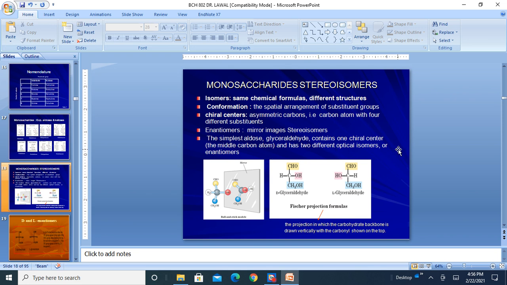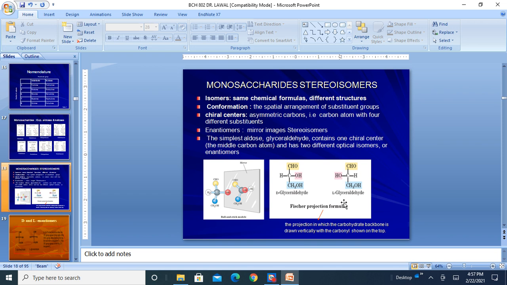The number of chiral centers, like I said earlier, is proportional to the number of optical or stereoisomers that will be found in a sugar molecule. So a simple calculation of 2 raised to power n, where n is the number of chiral centers, is used to calculate the maximum number of stereoisomers that can be obtained from a sugar molecule. So if a sugar molecule has just 1 chiral center, like we have in glyceraldehyde, it has 2 raised to power 1 possible stereoisomeric forms, which is 2. The 2 stereoisomeric forms are shown, the D-glyceraldehyde and L-glyceraldehyde.